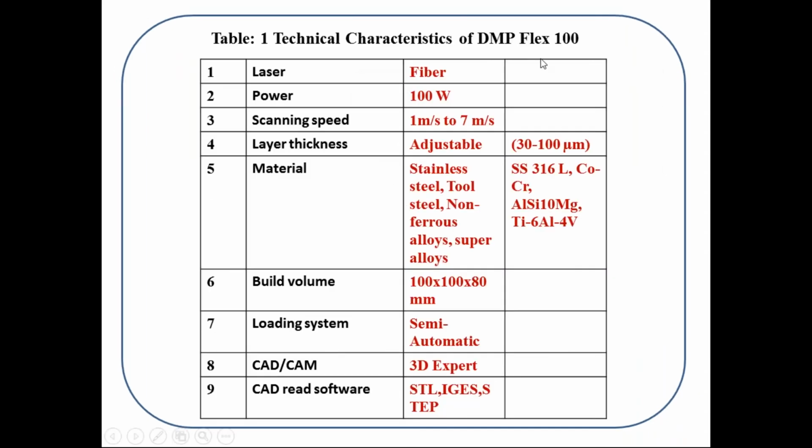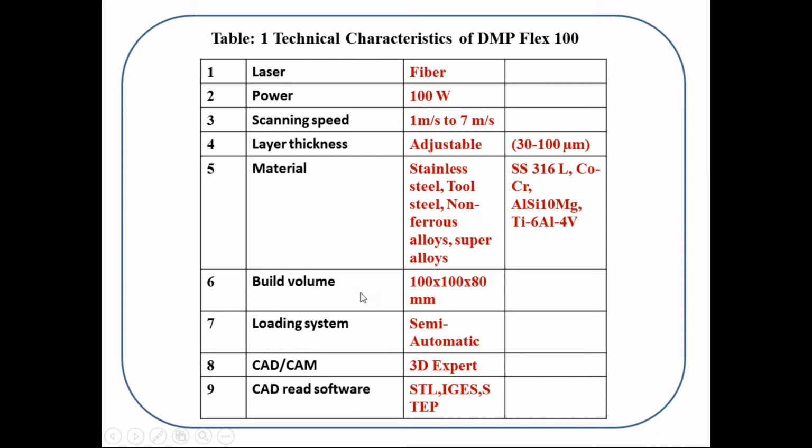And the technical characteristics of DMP Flex: here we use a fiber laser and the power is 100 watts. Scan speed we can vary from 1 meter per second to 7 meters per second. Layer thickness is adjustable from 30 to 100 micrometers. Materials we can use are stainless steel, tool steel, non-ferrous alloys, super alloys. Presently we are using SS316L, cobalt chromium, AlSi10Mg and titanium Ti6Al4V.